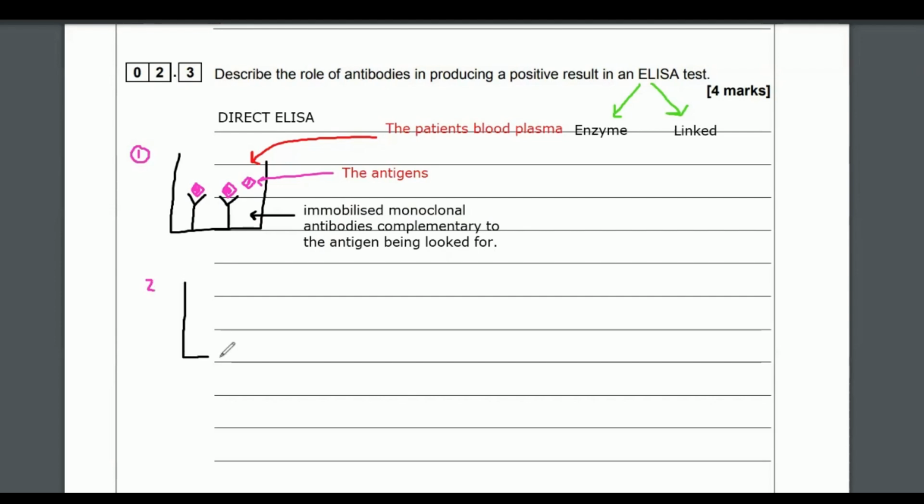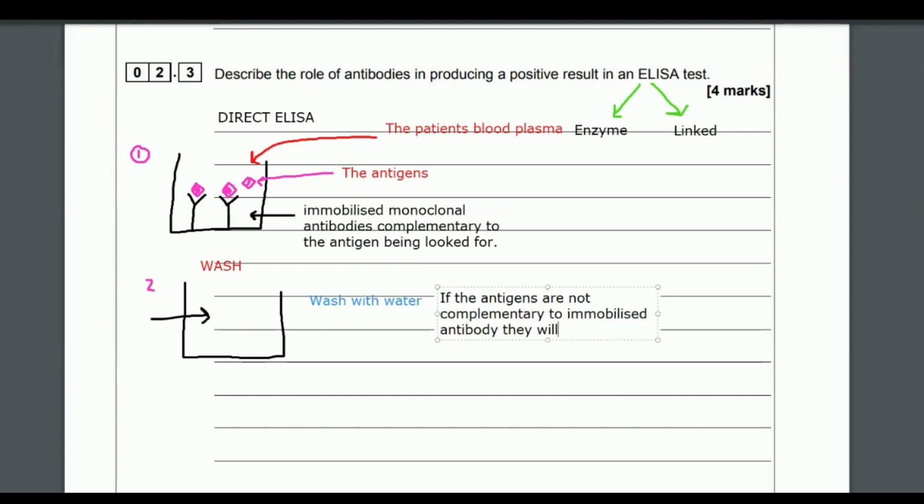Now, in between each stage here, or some of the stages here, we really need to wash. And what do I mean by washing? Well, washing is going to remove any antigens or antibodies in the blood plasma that are not complementary to the immobilized monoclonal antibody. So it's important that you wash so you don't get any false positives or any inaccurate test results. So if the antigens are not complementary, they will be removed, and later on that's going to help us find out the person doesn't have the illness or doesn't have the antigen, the target antigen we're searching for in their blood plasma. So what's the next step of this test?